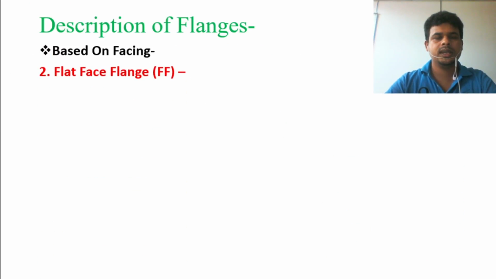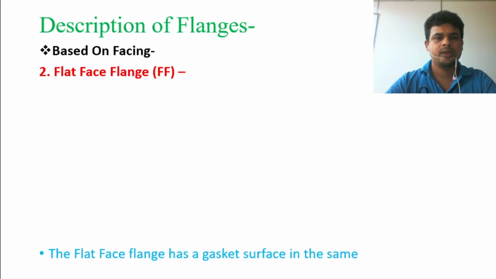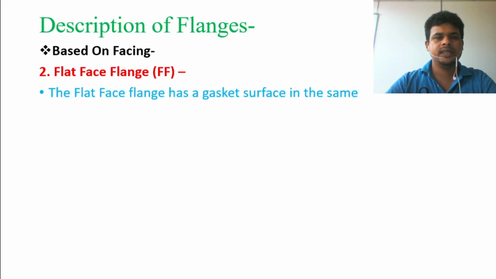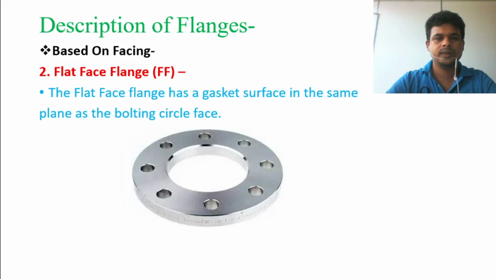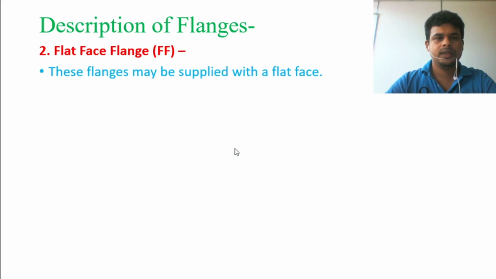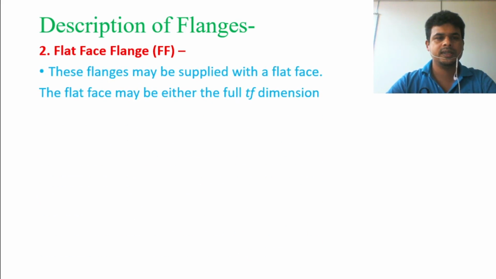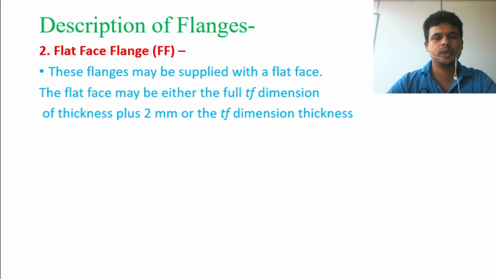The next type of flange is the flat face flange, FF flange. The flat face flange has a gasket surface in the same plane as the bolting surface face. So the bolting circle face and this gasket surface face are the same. You can see from these photos there is no raised face here, so this is the same plane. The flange may be supplied with a flat face. The flat face may be either the full TF dimension of thickness plus 2 mm, or the TF dimension thickness without the raised face height.